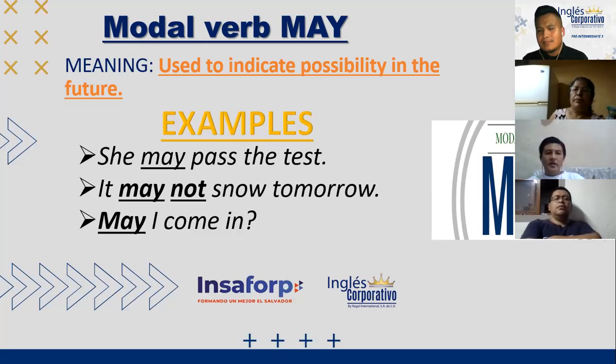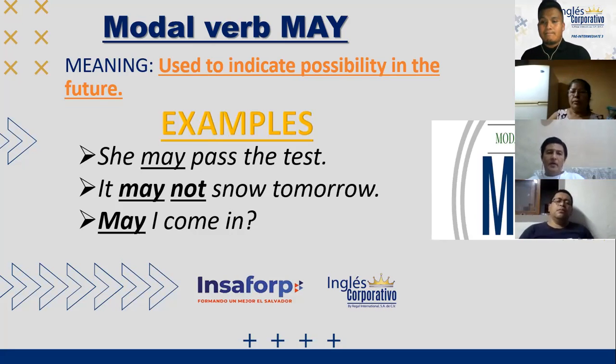Another example is, may I help you? May I help you? Remember, when you use this modal, you're asking for a possibility. You don't know if the person will tell you yes or no, but it's a really good example. May I help you? You still don't know if that person will say yes. Help me, please. That's why you can use it. But very good, okay.